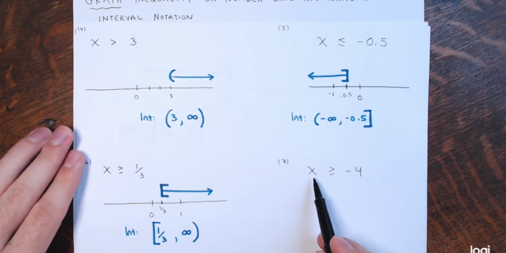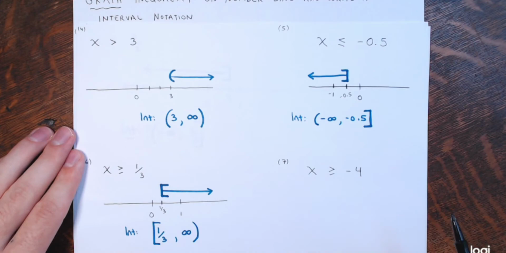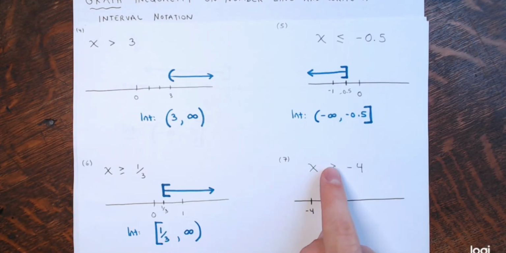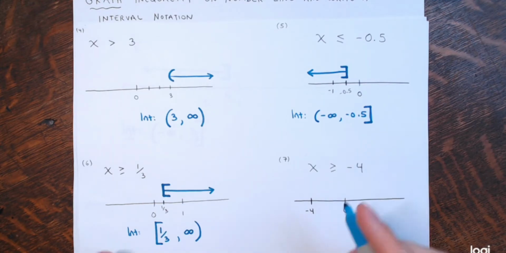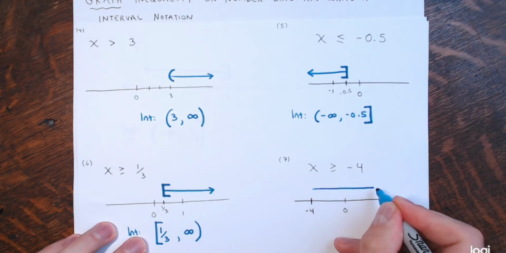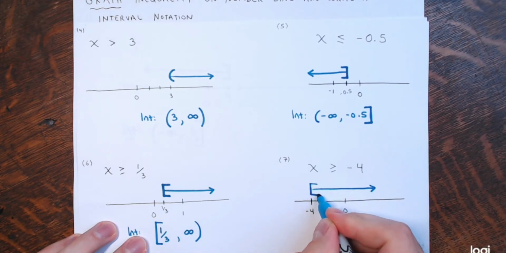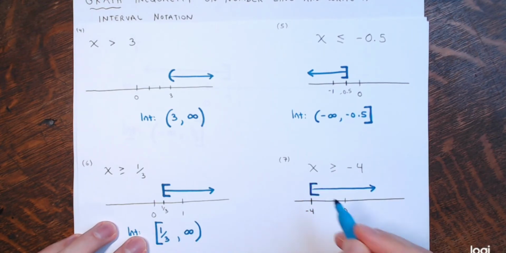Number 7, x is greater than or equal to negative 4. Number line, here's 0. Now after a while you just start going, hey, negative 4 is going to be over here somewhere. Just make sure it's left of 0, and I'm looking for all the numbers greater than negative 4. So that would be the numbers to the right, or equal to negative 4. So again, negative 4 is a solution. Have a rectangular bracket above negative 4.